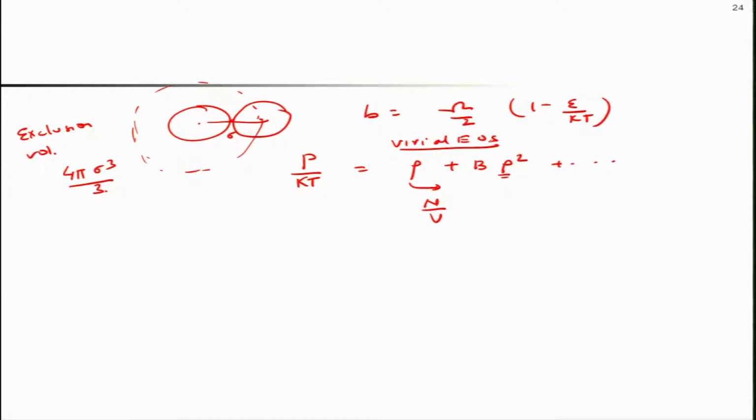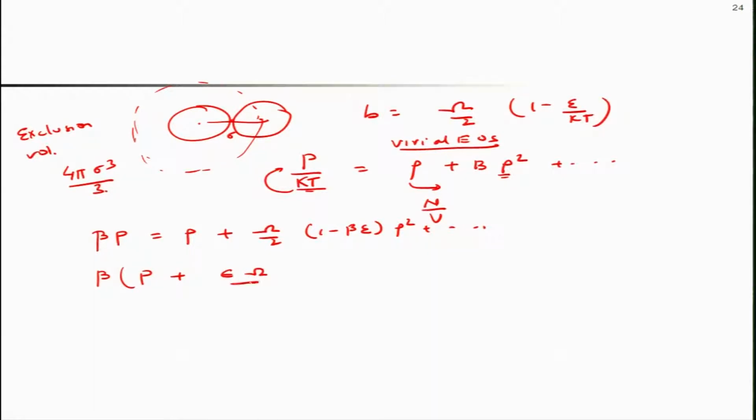So I am going to use this virial equation of state in this form. And now I plug in this expression. I can write this as beta P equals rho plus omega by 2 (1 minus beta epsilon) rho square. I rearrange this expression as beta P plus epsilon by 2 rho square is equal to rho (1 plus rho omega by 2). I am ignoring the higher order terms.